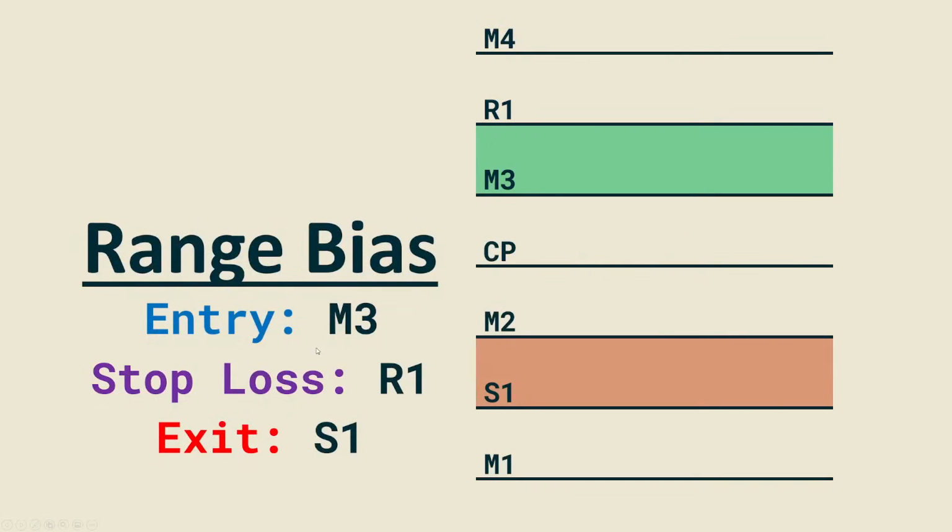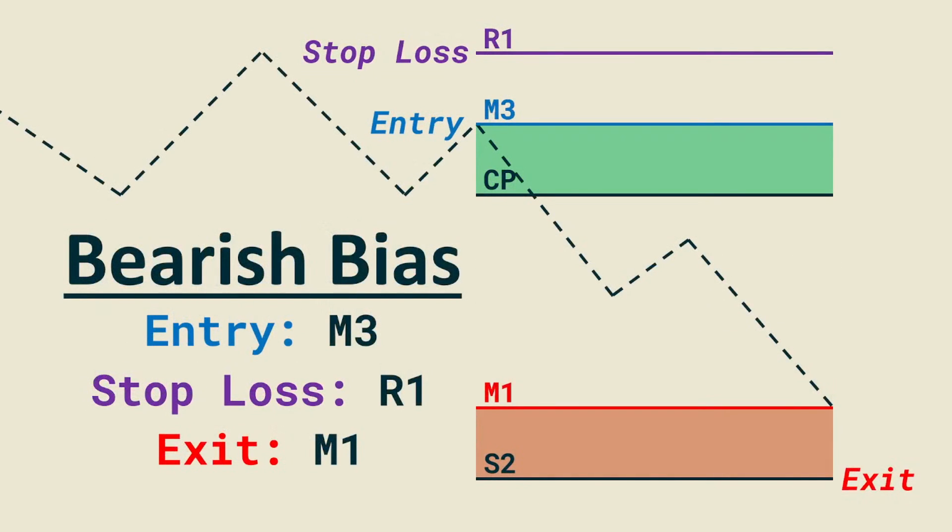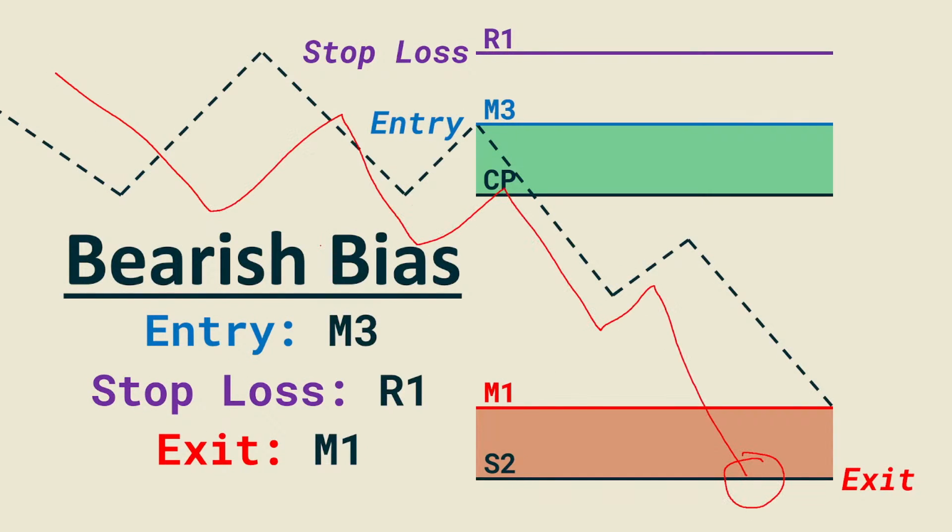Oop, if I could go back here and grab the pen. If you were to go back here and do something like that, it's the exact same rules, except in reverse. So the bullish bias and the bearish bias are mirror trades. They are mirror setups.